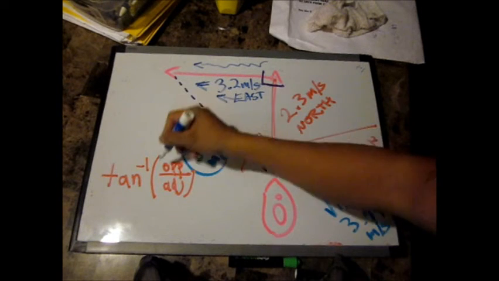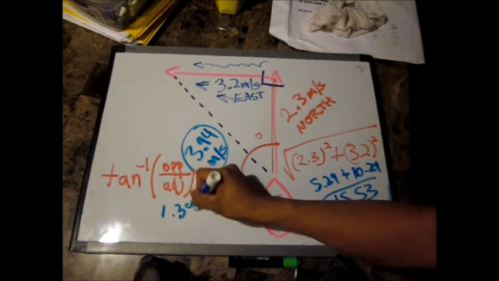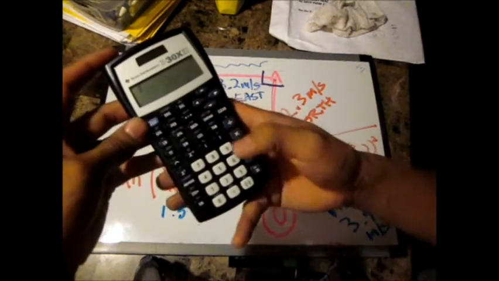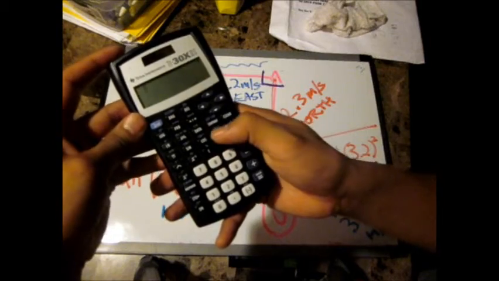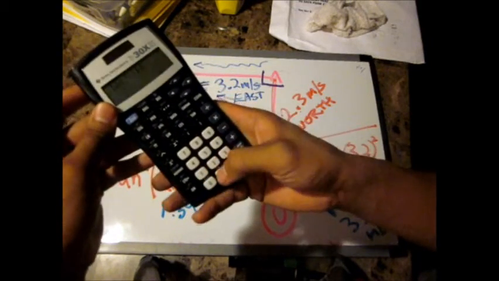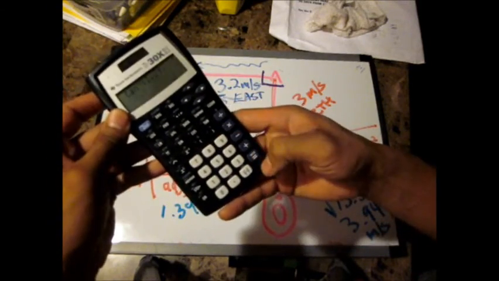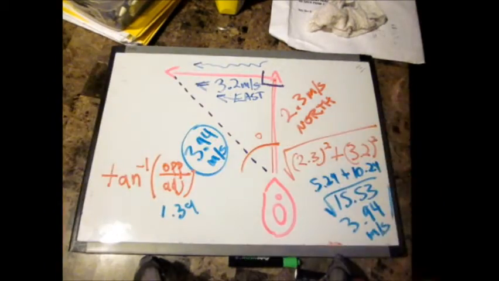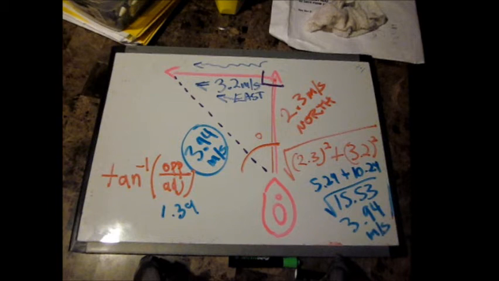So here we get 1.39. Okay, so we just simply use inverse tan, because we're looking for the angle. Tan^-1 of 1.39, and what you get is 54.26. So we're going to use 0.27 to round up.